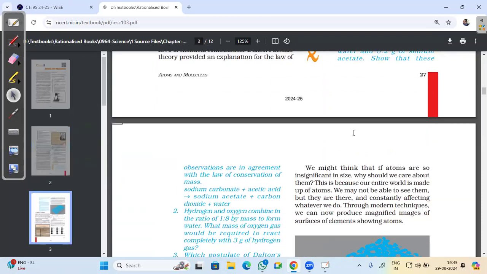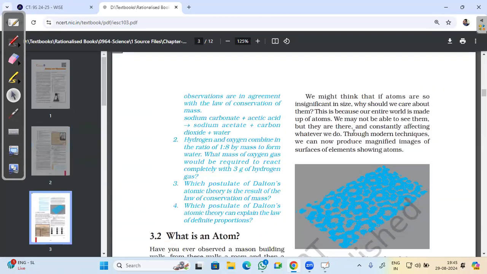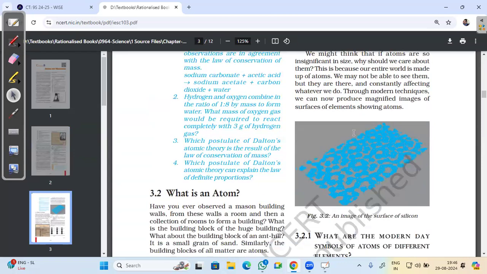Okay, now see this one. Third question, which postulate of Dalton's atomic theory is the result of the law of conservation of mass? Yes, which point? The second postulate, which states that atoms are indivisible particles and they can neither be created nor destroyed in a chemical reaction. Atoms are individual particles which cannot be created or destroyed in a chemical reaction. That is the same as the law of conservation of mass.